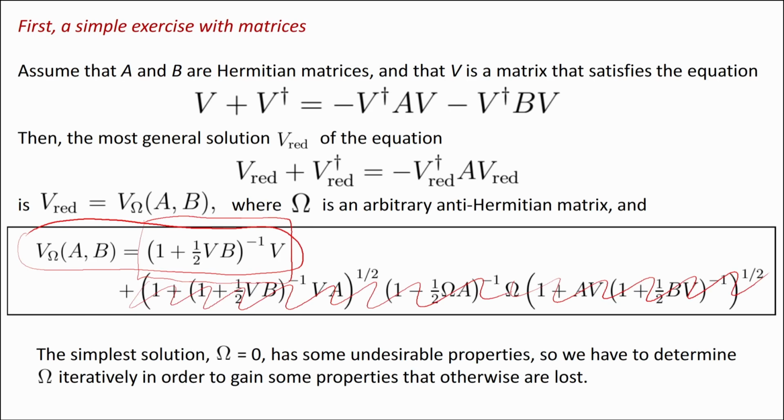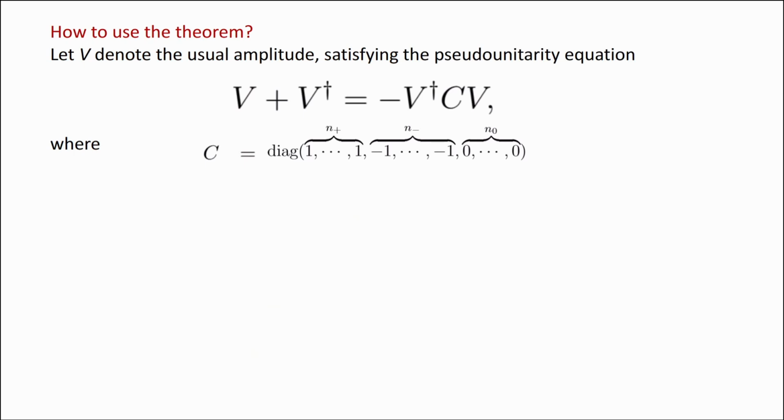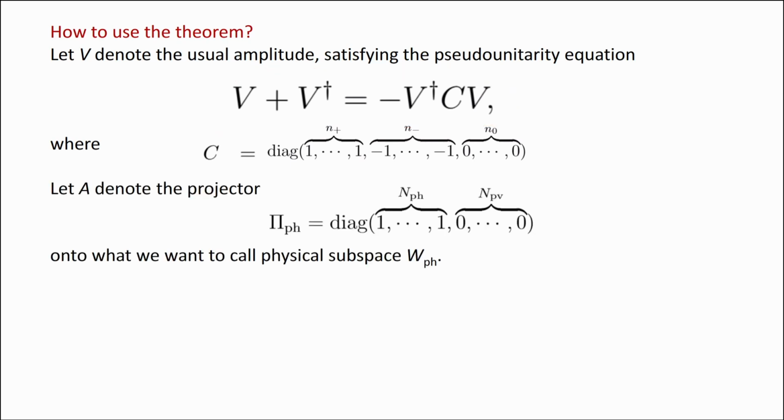Now that we have this theorem, what can we do with it? Well, if V is the usual amplitude that satisfies this equation, and C is a diagonal matrix that has ones and minus ones or zeros in the diagonal, then you choose A, one of the matrices that we saw before, A and B. A will be a projector onto a certain physical subspace where you pick some ones out of the matrix C. You don't need to pick all of them, some ones, and zeros everywhere else. And this you take as the projector onto the physical subspace. So, let me say it again.